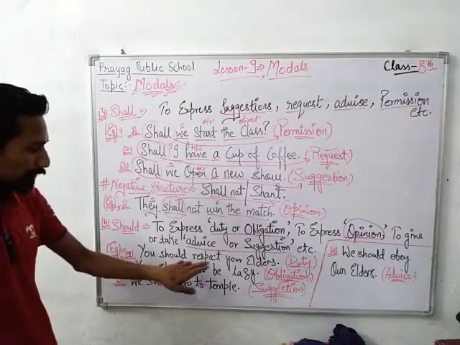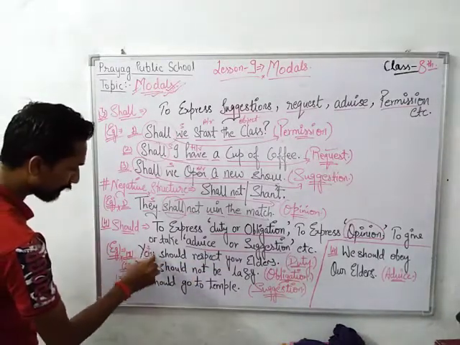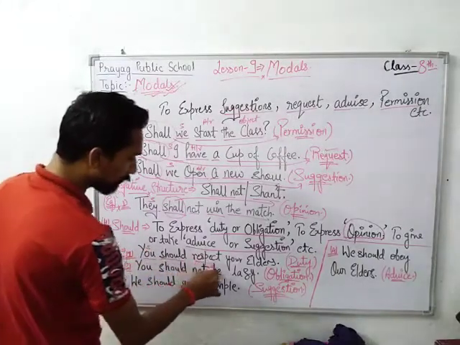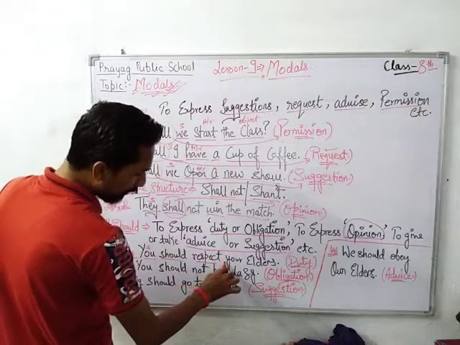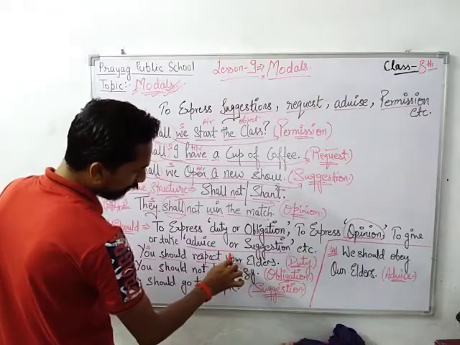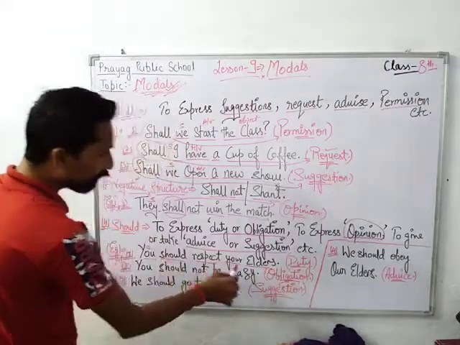So let's see the example, then we will understand more clearly. You should respect your elders. So first is you, that is the subject, should, modal, respect, that means action word. Your, that means possessive adjective, then elders, object. Now you should respect your elders.